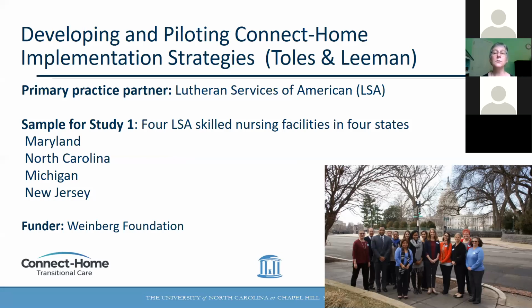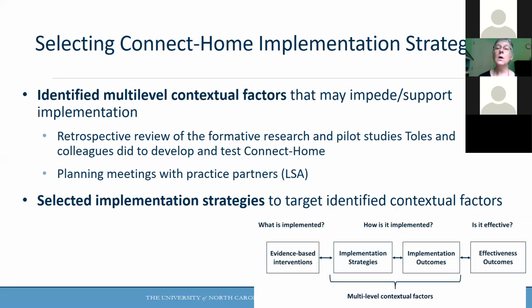Together with Lutheran Services of America, we identified 4 skilled nursing facilities in 4 states, Maryland, North Carolina, Michigan, and New Jersey. And with funding from the Weinberg Foundation, we did a 1-year trial of implementation strategies. So I'm going to tell you how we selected our Connect Home implementation strategies, and I want you to know there's a lot of different ways to do this. And so I'm just showing you a few examples with this study and the next, but there are other ways to do this.